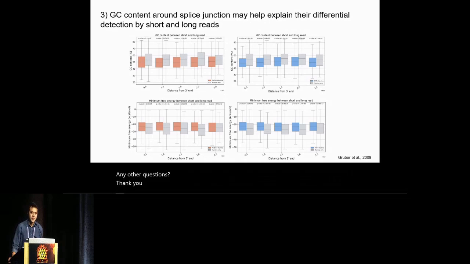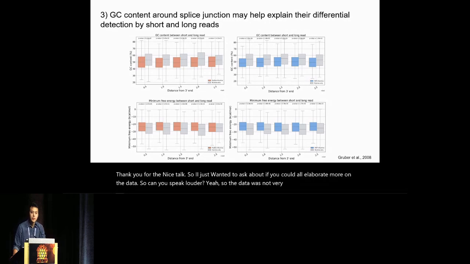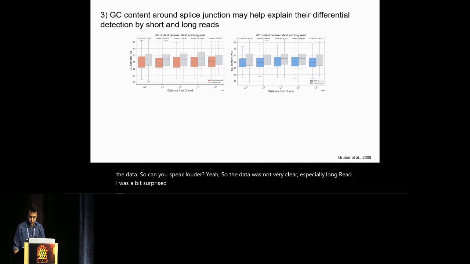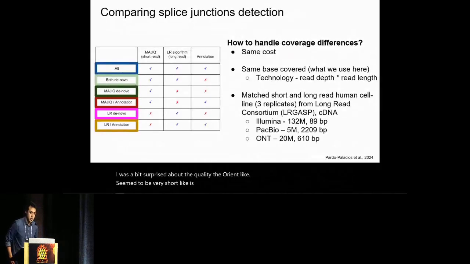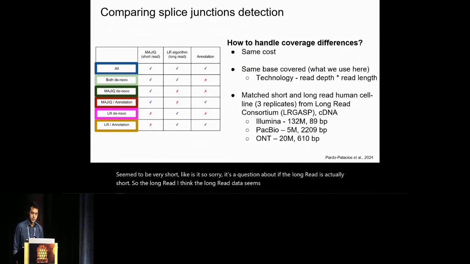Thank you for a nice talk. I just wanted to ask if you could elaborate more on the data. Yes, so the data was not very clear, especially the long read. I was a bit surprised about the quality. The ONT seemed to be very short. So the long read data seems quite short or of bad quality. The PacBio was already discussed; now with Kinnex, you get much better throughput and quality. And the ONT, I don't know what kind of data it is.